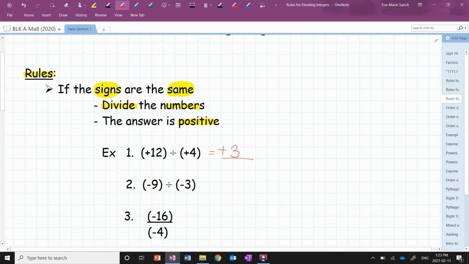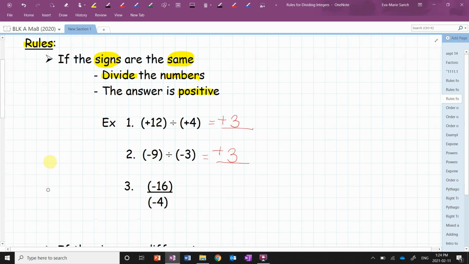Look at the second example. Again, if you're not good with divide and you want to think about it in terms of multiply, what number times 3 equals 9? Well, I'm hoping you recognize 3 times 3 is 9, so 9 divided by 3 would equal 3. Then we need to look at the signs. They're both negative, so if they're the same, we get a positive.